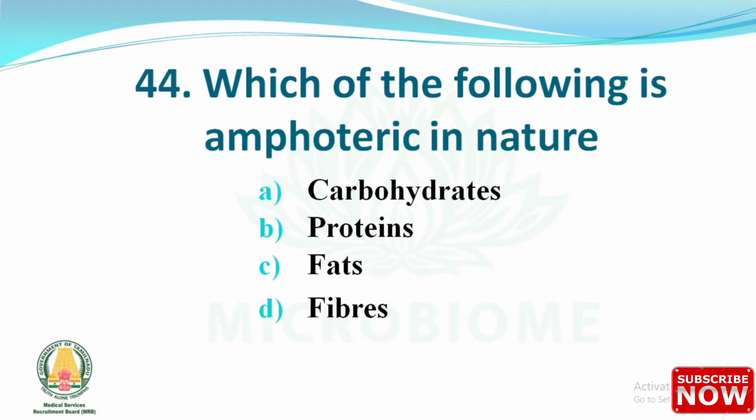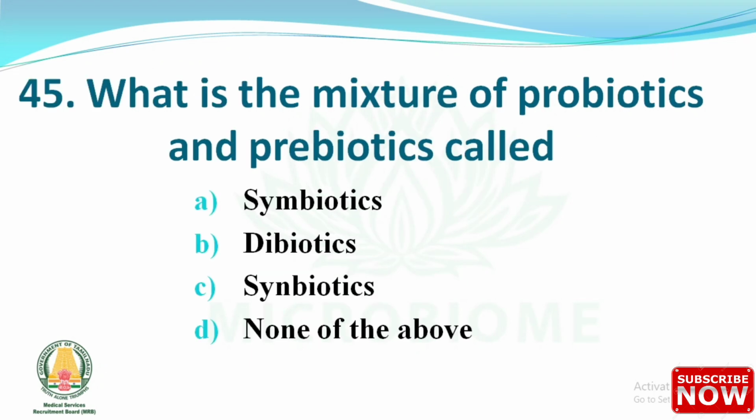And next, which of the following is amphoteric in nature? The options, carbohydrates, proteins, fats, fibers. The right answer, option B, proteins. And next, what is the mixture of probiotics and prebiotics called? The options, symbiotics, dibiotics, synbiotics, none of the above. The right answer, option C, synbiotics.